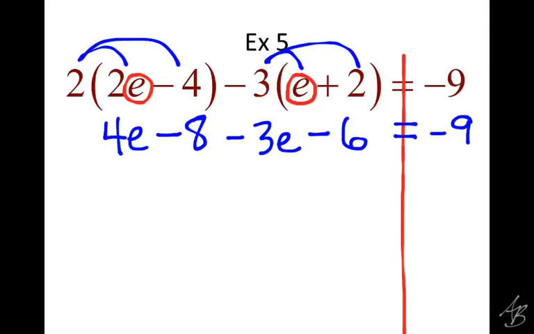What's the next thing we're going to do? It's in your notes. It's on the other side of the paper. We're going to combine like terms. So on the right side, there are no like terms. But on the left side, we have a couple of them, don't we? We have the 4e here, and we have the negative 3e here. We also have that minus 8 and the minus 6. All right, so who's going to help me with combining like terms? Julia?